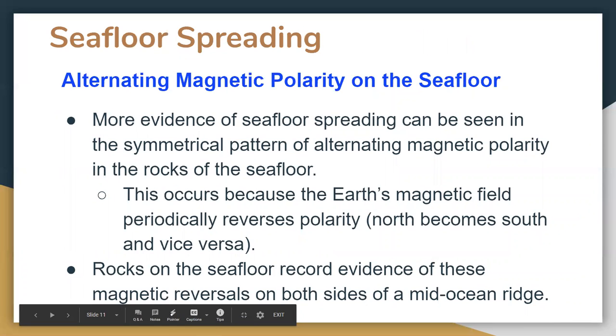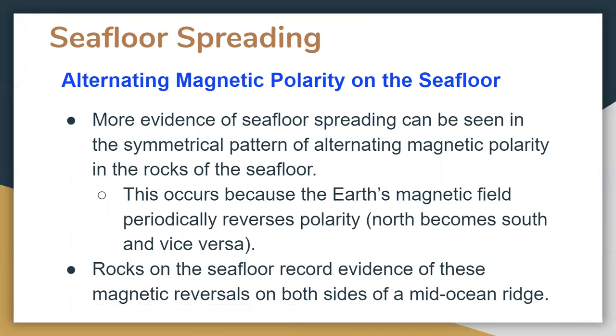So more evidence of seafloor spreading can be seen in the symmetrical pattern of alternating magnetic polarity in the rocks of the seafloor. This can be a really complicated concept to understand, so I'm not going to get into it too much other than to say that this occurs because the Earth's magnetic field periodically reverses polarity, meaning the magnetic North Pole becomes the South Pole and vice versa. Not the actual North and South Pole of the Earth. We're talking about the North and South magnetic poles of the Earth.